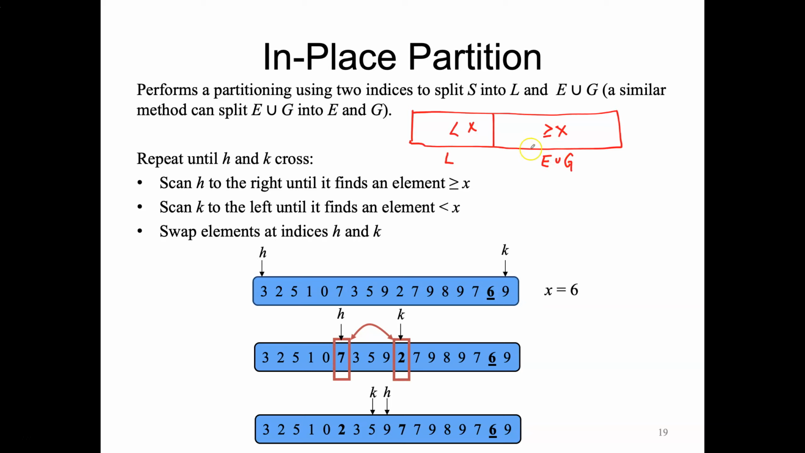And then by calling this again, we can partition just this equal to or greater than into equal to on one side, greater than on the other side. So how would we partition this into just less than or greater than or equal to?